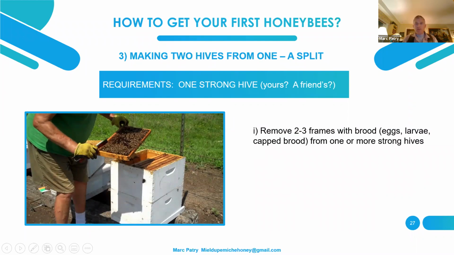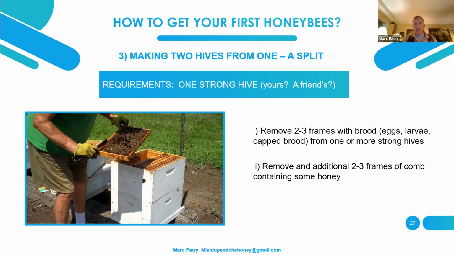So you remove 2 or 3 frames with brood. They can have eggs, larvae, capped brood from 1 or more. It could be more strong hives. And you remove another 2 or 3 frames, some honey. It could be partially filled or at least some honey. But you ensure that the queen stays with the old hive. So you should be able to find the queen there.